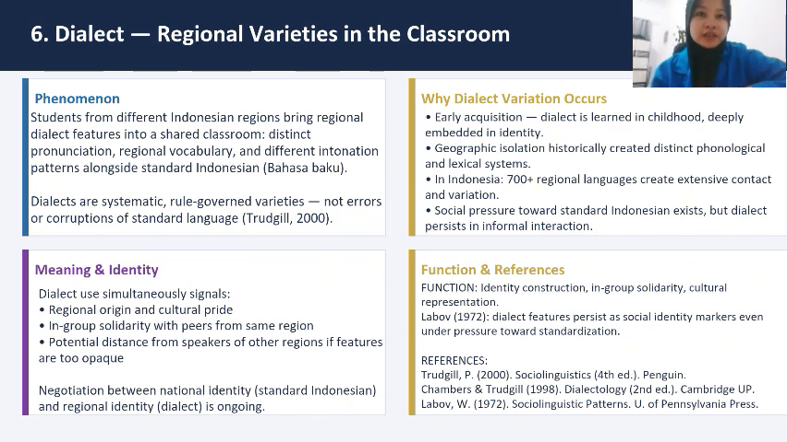Students from different regions use regional features, pronunciation, vocabulary, intonation, alongside standard Indonesian. As I explained in part 1, dialects are systematic varieties, not errors. Variation occurs because language is shaped by geography and social history. It is deeply tied to identity, acquired in childhood and carried into every social context. The meanings communicated include cultural pride, in-group solidarity, and sometimes social distance from speakers of other regions.